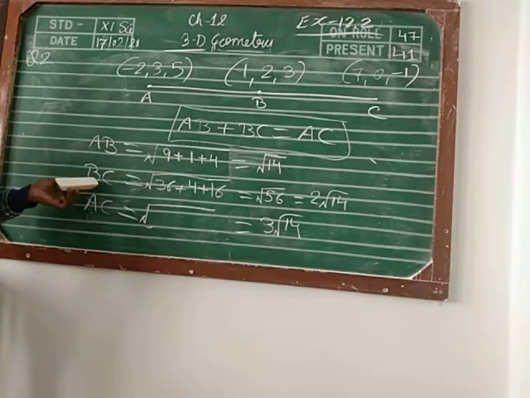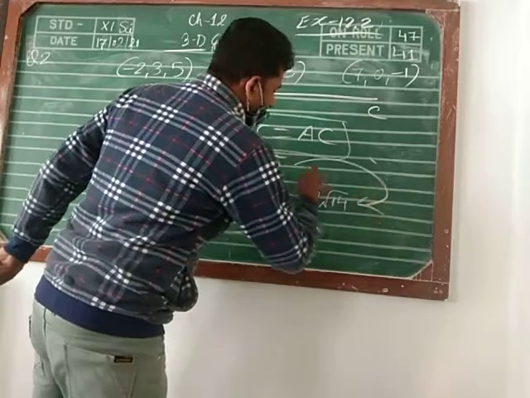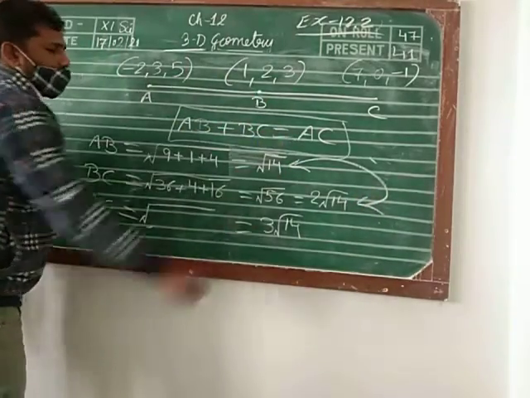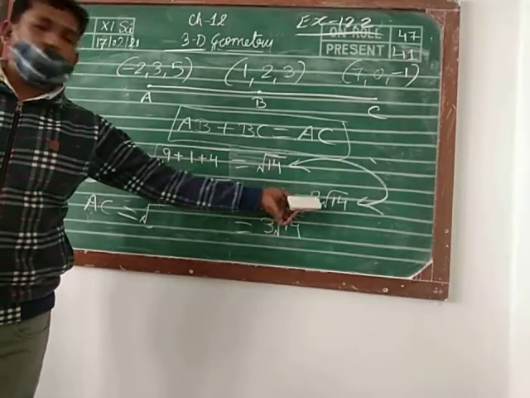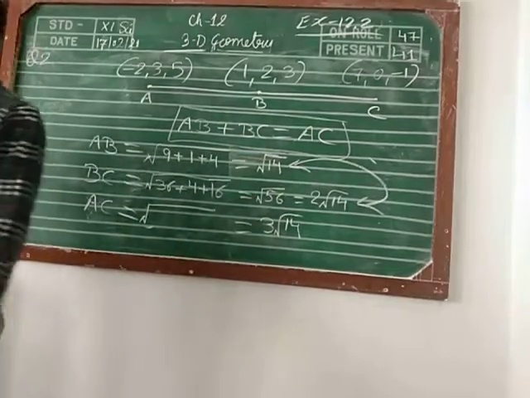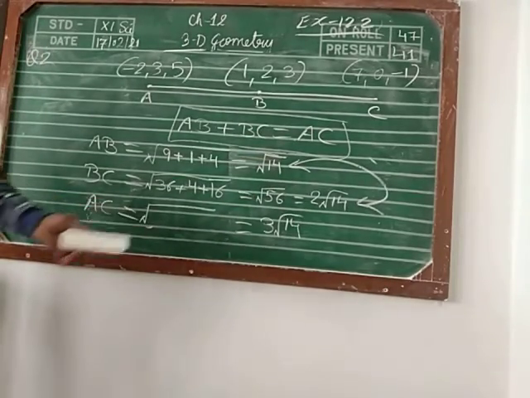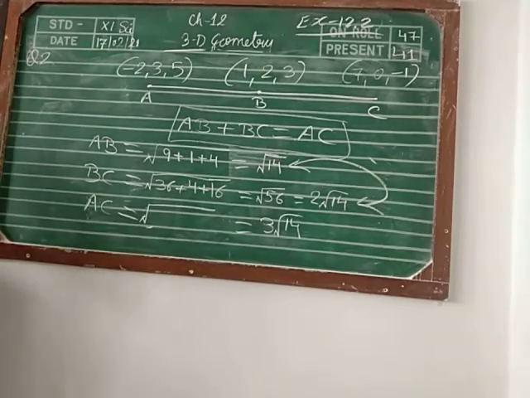AB you are getting root 14, BC you are getting 2 root 14 and AC we are getting 3 root 14. Clearly we observe that if you add these two, you get the value of AC. Root 14 plus 2 root 14 is 3 root 14, and that is the value of AC. It means that at last we can write, yes, these three points are collinear. Then write down at last, yes, A, B, C are collinear. Is the question clear to all?